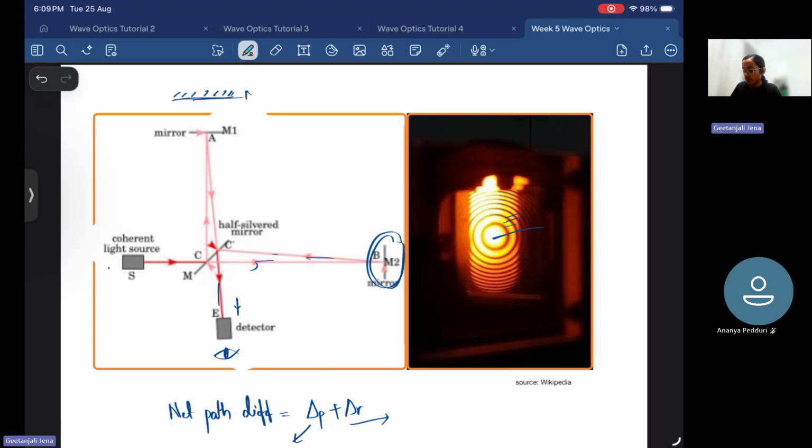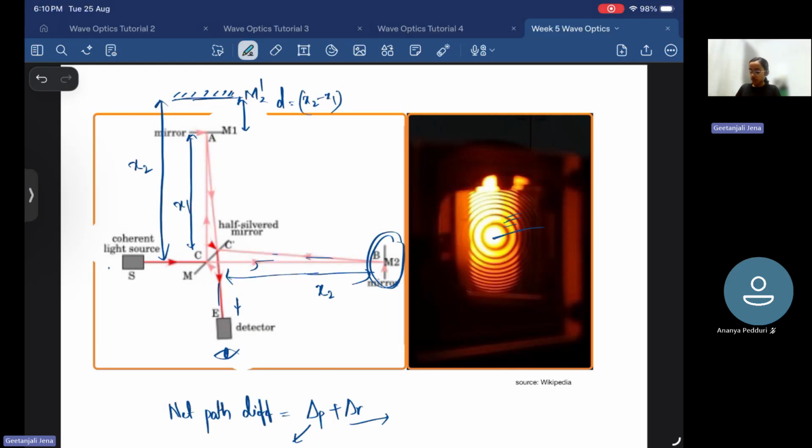So it creates a virtual image M2 prime here. Let's say this distance is x1, this distance is x2. So that means from this position, this will be x2. The separation between these two mirrors M1 and M2 prime is D, which is x2 minus x1.